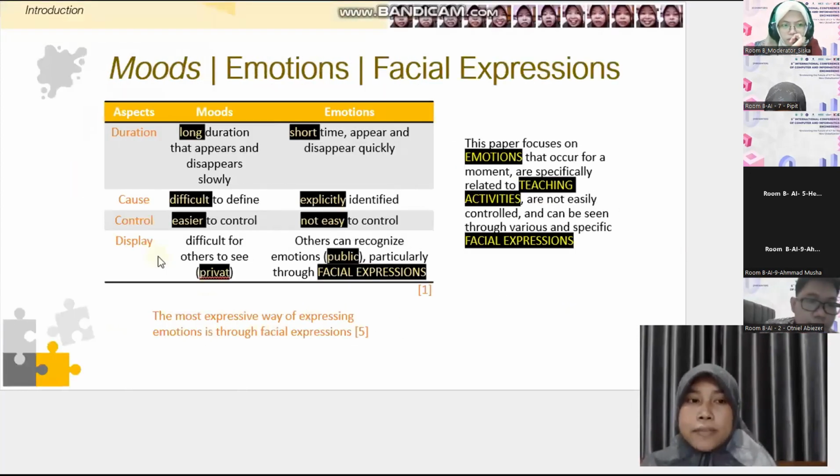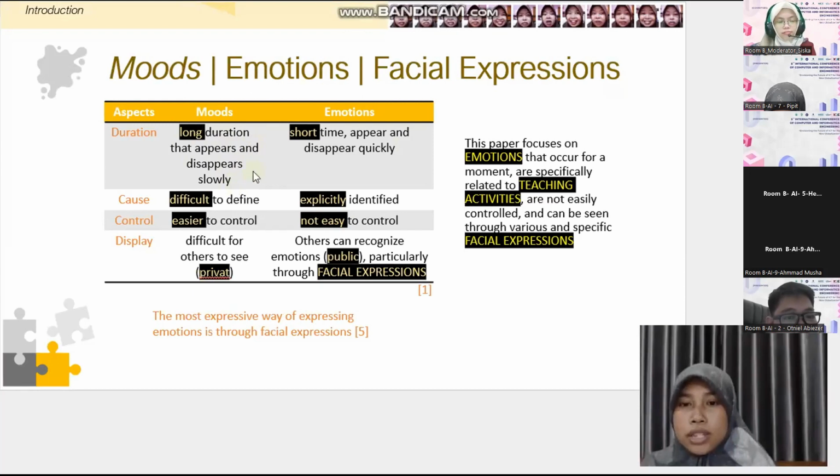First of all, I want to explain the difference between three terms which at first glance are considered the same but are different. These terms are mood, emotion, and facial expression. Mood has a long duration, appearing and disappearing slowly, while emotion has a short time, appearing and disappearing quickly. Mood is difficult to define, whereas emotion can be explicitly identified. Mood is easier to control, but emotion is not easy to control. Moods are difficult for others to see. In emotion, others can recognize emotion, particularly through facial expression.